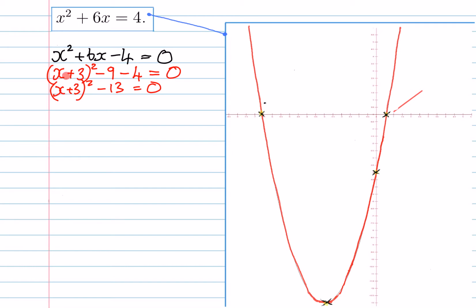Now let's have a look at what value of x is going to give us this minimum value of minus 13. Well, when x is minus 3, you have minus 3 plus 3, which gives you 0. 0 squared is 0. 0 take away 13 gives us our minus 13. So the x value that gives us this minimum value is minus 3. So this point down here at the bottom is minus 3, minus 13.